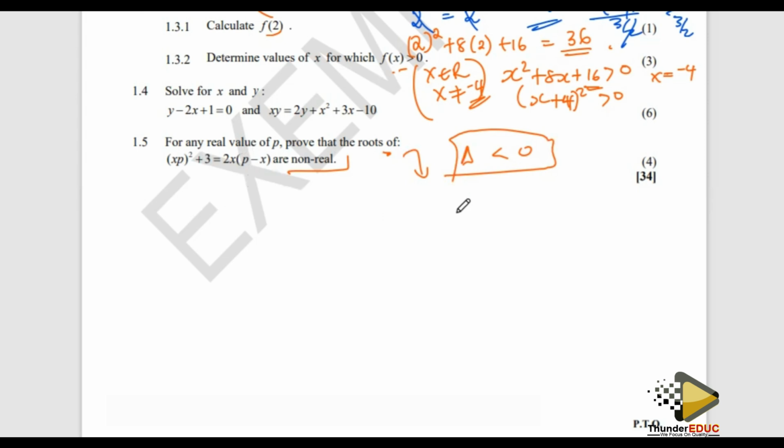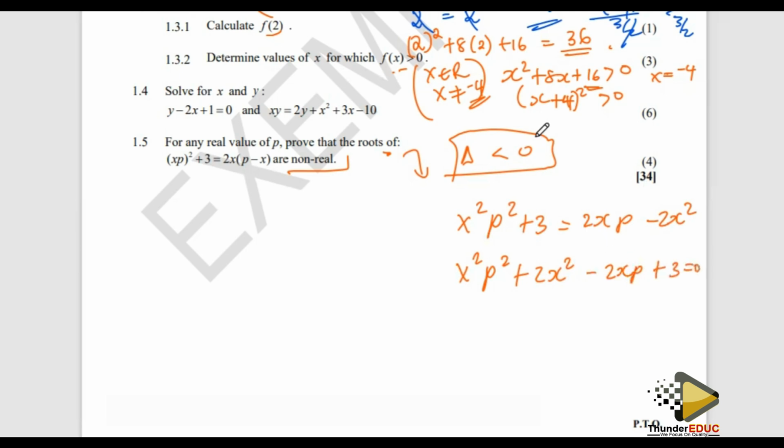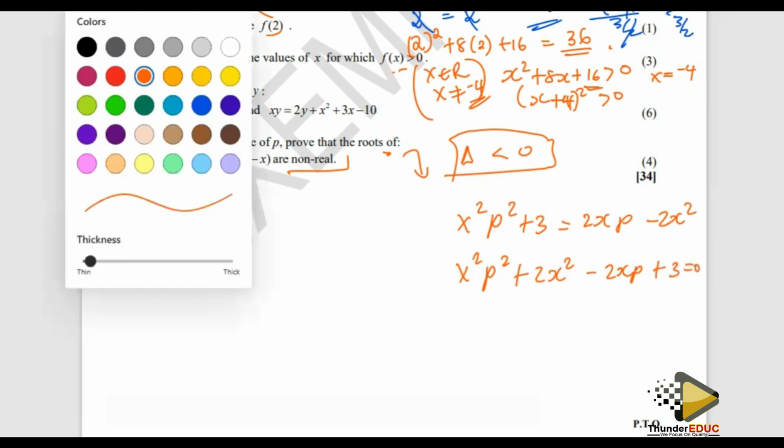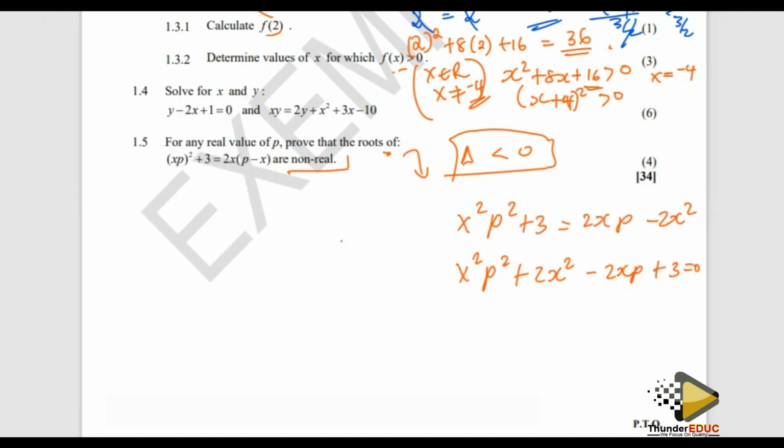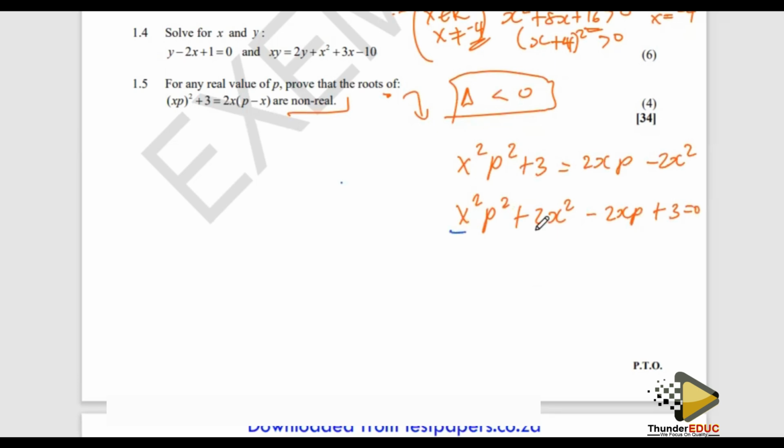So when I open my left-hand side, I'll be left with x squared p squared plus 3 is equal to 2xp minus 2x squared. I'll move everything to one side, which is the left-hand side. x squared p squared plus 2x squared, minus 2xp plus 3 is equal to 0. Now let me reorganize this into the a, the b, and the c. So what I'm seeing is I have x squared and x squared there.